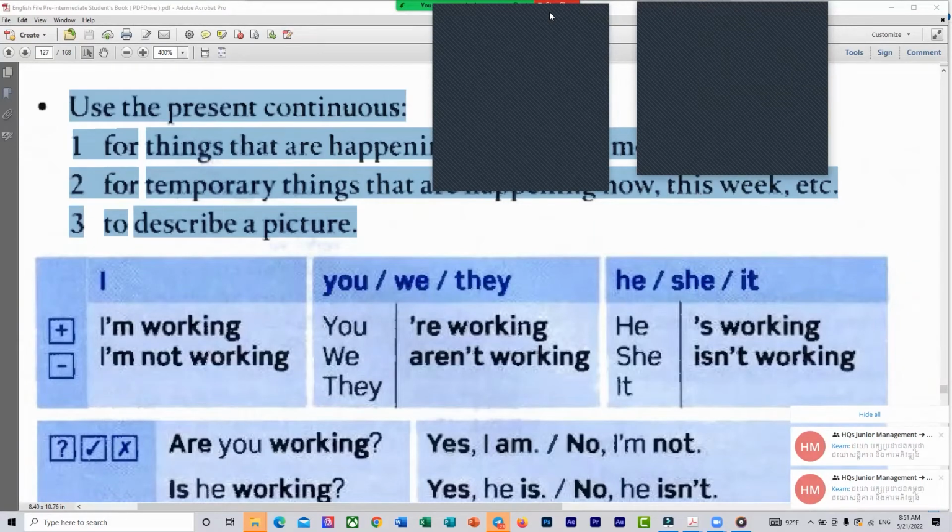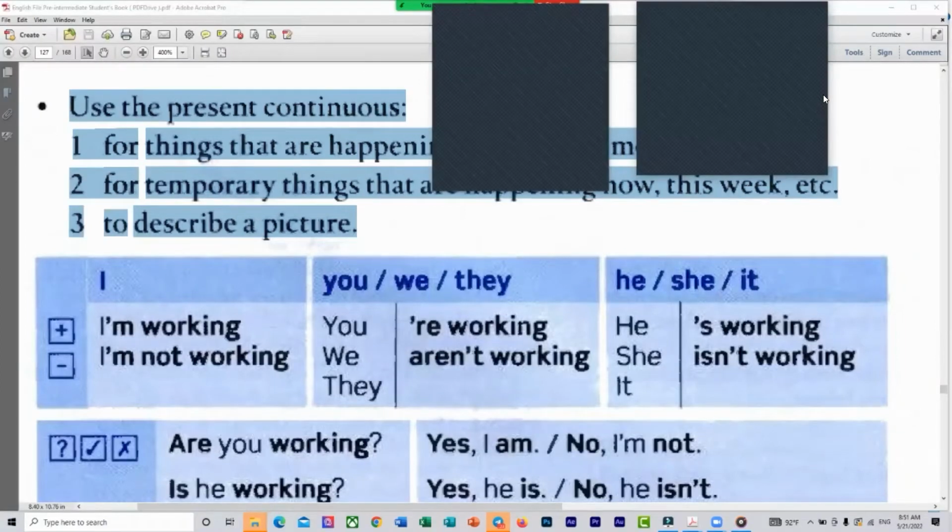Okay, what about the others? Anyone? Yes? Yes, sir, I'm clear now. Okay, anyone else? Is it clear, guys? Yes, teacher.